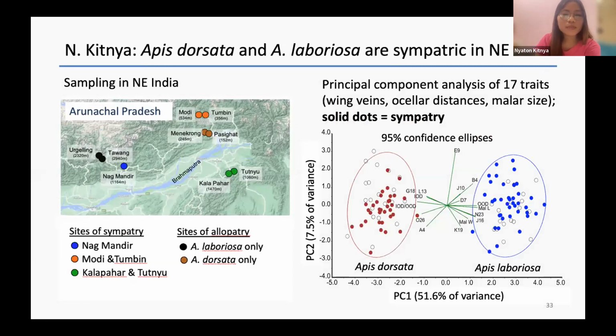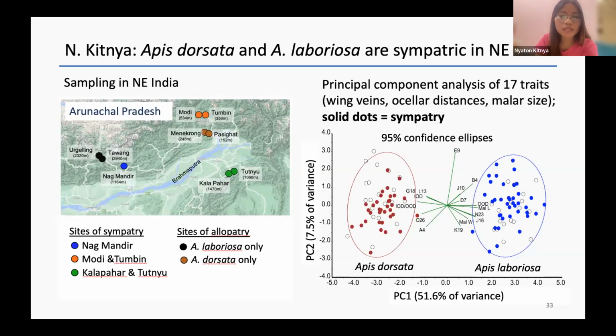So with the same data set, we ran a principal component analysis, and this is the figure we got. Here in the PCA also, we can see these two giant honeybees are separated out into two distinct groups. The solid dots in this figure represent the specimens from the sites of sympatry, and the open dots represent the specimens from sites of allopatry.